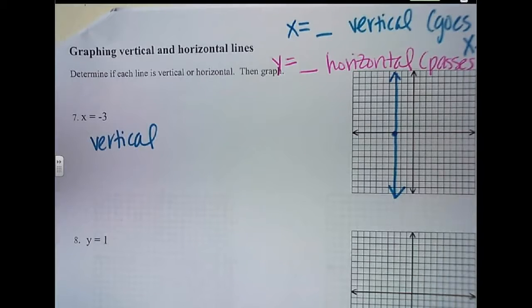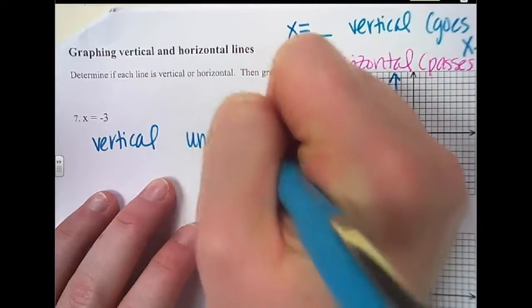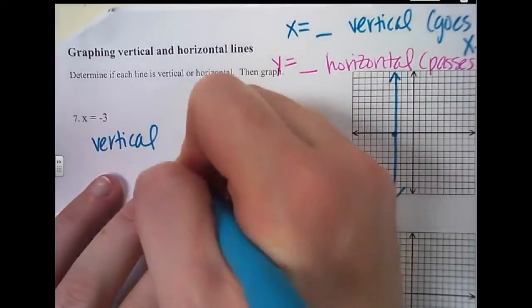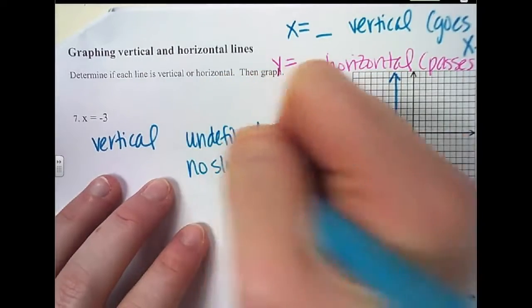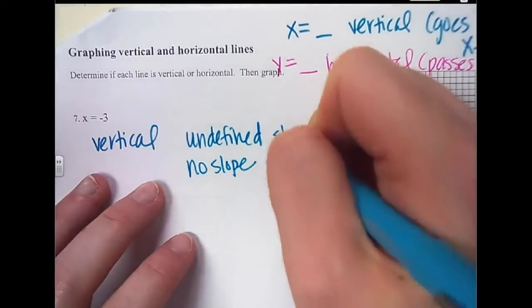Any idea on what the slope is of a vertical line? It's not 0. It's undefined. There is no slope, basically. Well, no slope, I guess, would be a slope. No, that's right. No slope. So undefined slope or no slope.